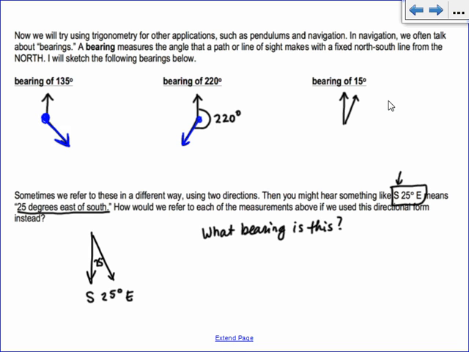Yeah, good job. Yep, it's 155, because off the north-south line, you'd have to go 155 degrees so that you would still have that 25 degrees left to go south. Does that make sense? So it'd be 155 degrees.